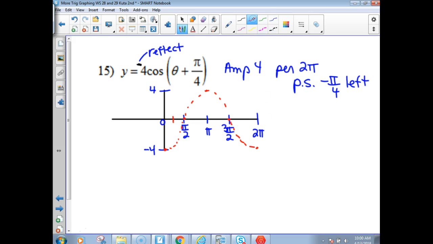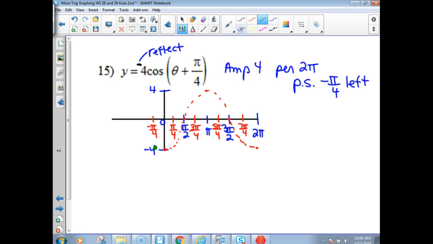Okay, now I need to shift it. So I have to go left pi over 4, so I'm going to mark off pi over 4 increments. 1 pi over 4, 2 pi over 4, 3 pi over 4, 4 pi over 4, 5 pi over 4, 6 pi over 4, 7 pi over 4. And I also need to go left about that much, negative pi over 4. Okay, so now I'm going to shift these points. So this one is going to here.